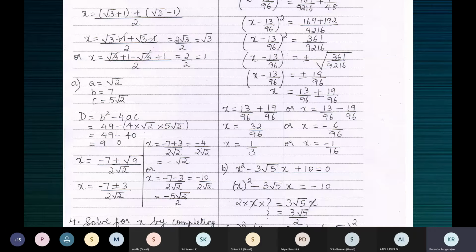So children, to use the quadratic formula, first find the values of a, b, and c from the equation, then find the value of d, which is given by the expression b square minus 4ac. Then substitute in the formula. x is equal to minus b plus or minus root d by 2a. So with plus, you'll get one value of x, and with minus, you'll get the other value of x. So we've seen all the three methods.